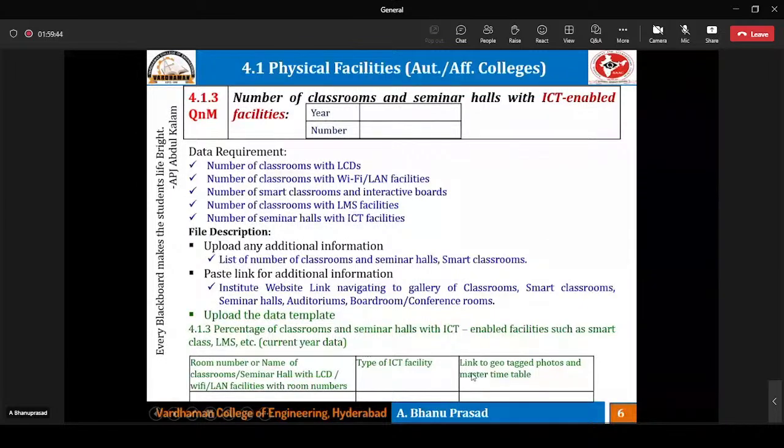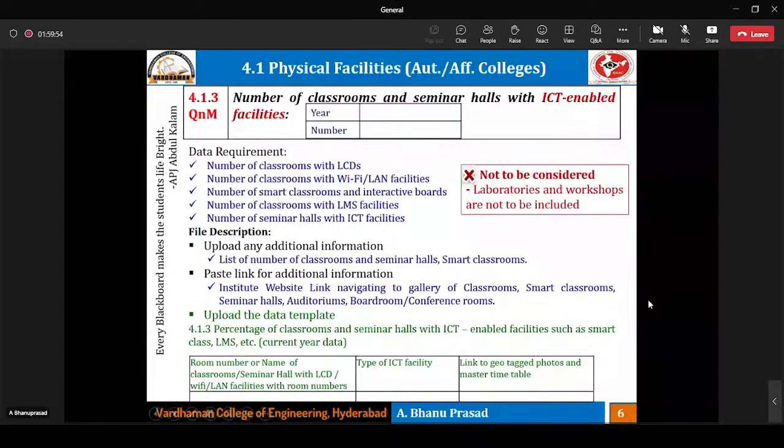But some advanced facilities can be given in workshops or laboratories. So those are not to be considered. So laboratories and workshops are not to be included in the classrooms or the ICT facilities. Even though most of the computer related laboratories will have them, they are not included in the data template. That's about the 4.1.3.